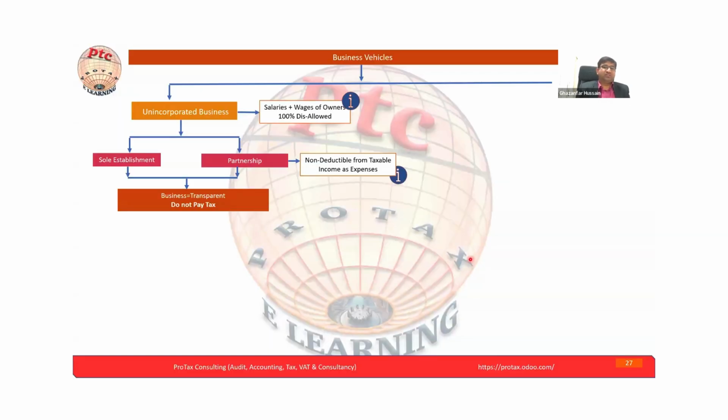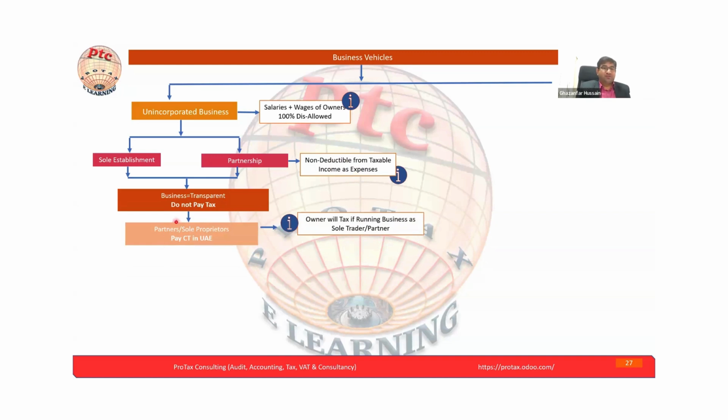So here the point we are discussing is the business income. Hope this point is very clear for you guys. Let's move on now. Okay, now we already understand the non-deductible from the taxable income as expense. Under accounting you can deduct, but under taxable income you cannot deduct. If you already deducted from the accounting income, while calculating the taxable income, you have to add it back.